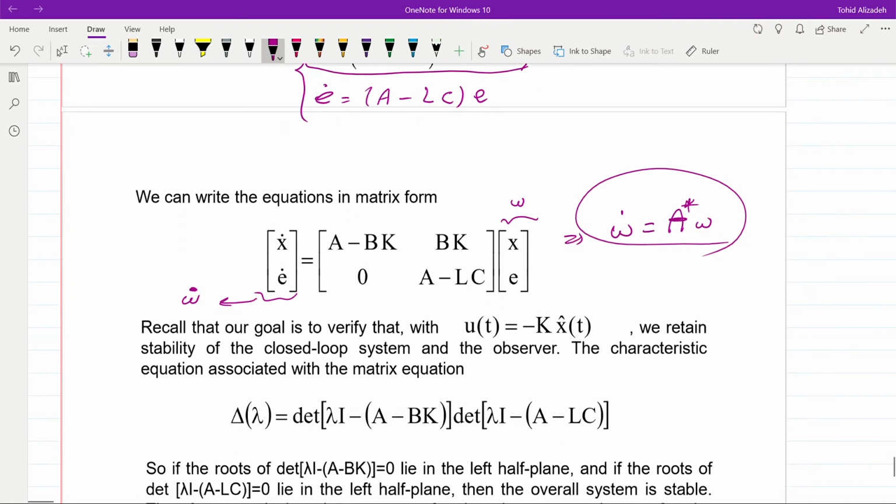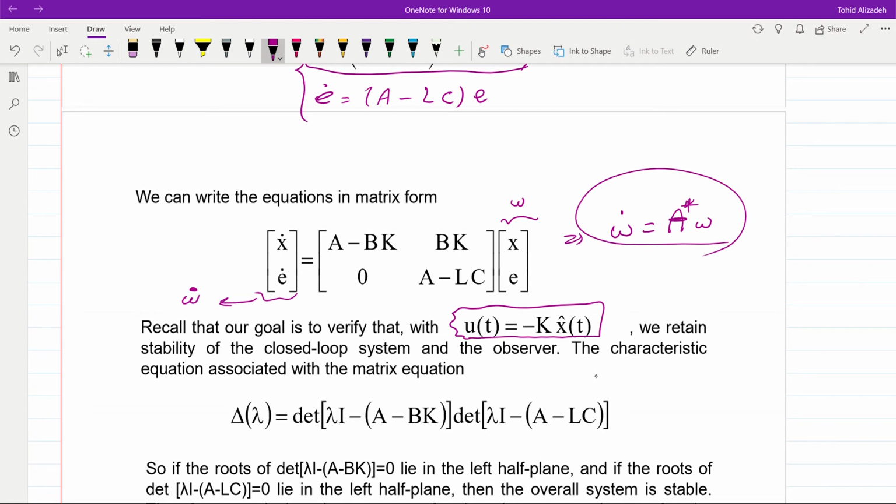On the other hand, our goal is to verify that with u equal to minus K times x hat, meaning that we are using this estimate of the states instead of the states themselves, we retain the stability of the closed-loop system and also the observer at the same time.